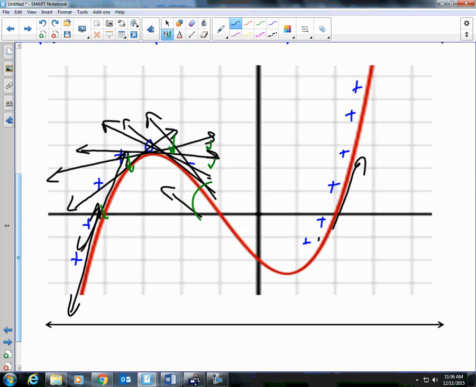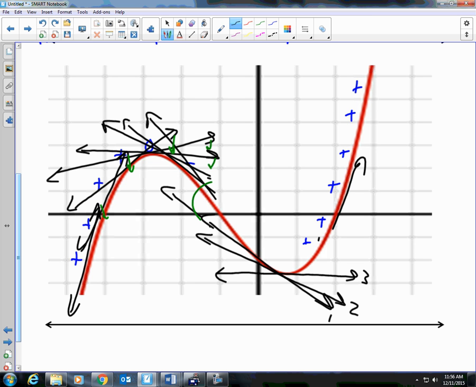Would you agree that this is continuing to drop? Okay, watch here. I'm going to draw a tangent line. This is my first one. This is my second one. This is my third one.